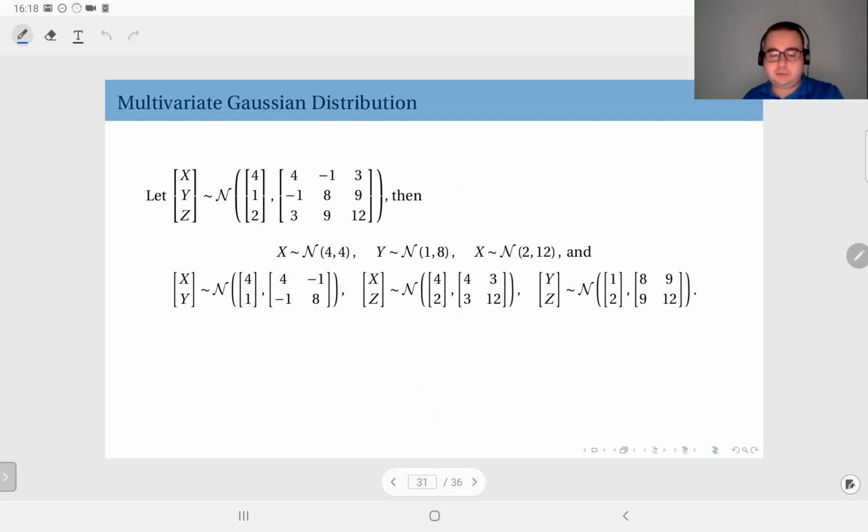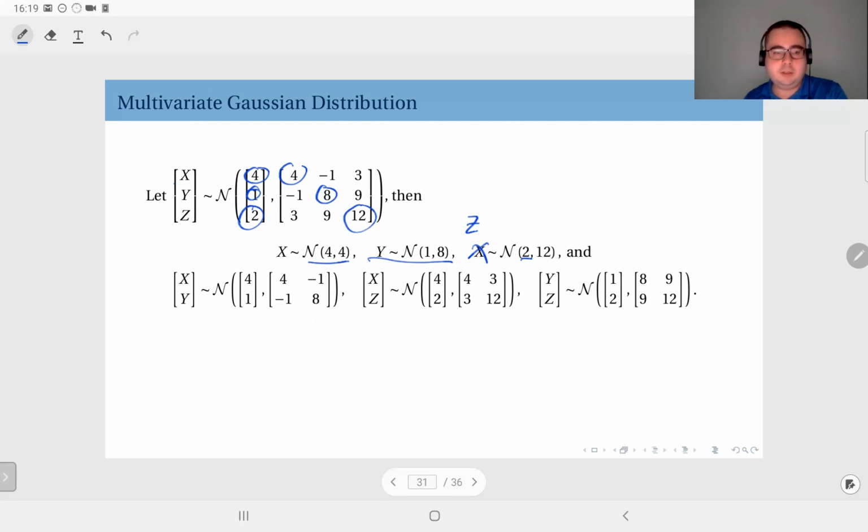Let's say we have 3 random variables, x, y, z, and we know that they are jointly Gaussian with this mean vector and covariance matrix. And then you definitely know that x itself has mean 4, variance 4. It's Gaussian because it's a subset of these 3 random variables. Y by itself is a Gaussian with a mean of 1, variance of 8. Sorry, this should be Z. And Z is also a Gaussian with a mean of 2 and variance of 12.